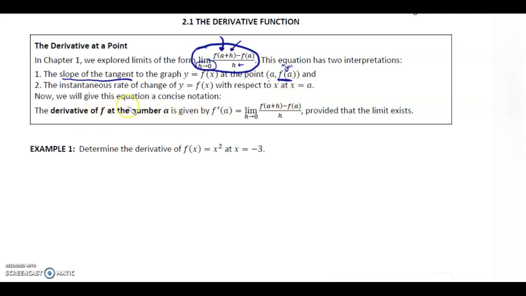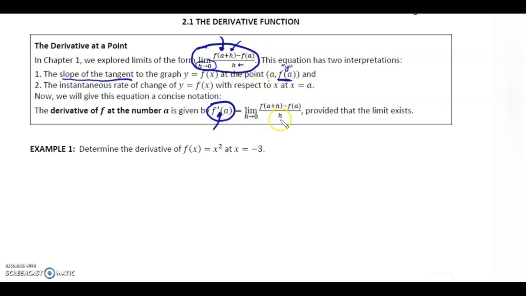Now we'll give you this equation in a concise notation. So the derivative of f at a number a is given by this. This right here is not an inverse, it's not an exponent. This is the notation for the derivative of f at the number a.